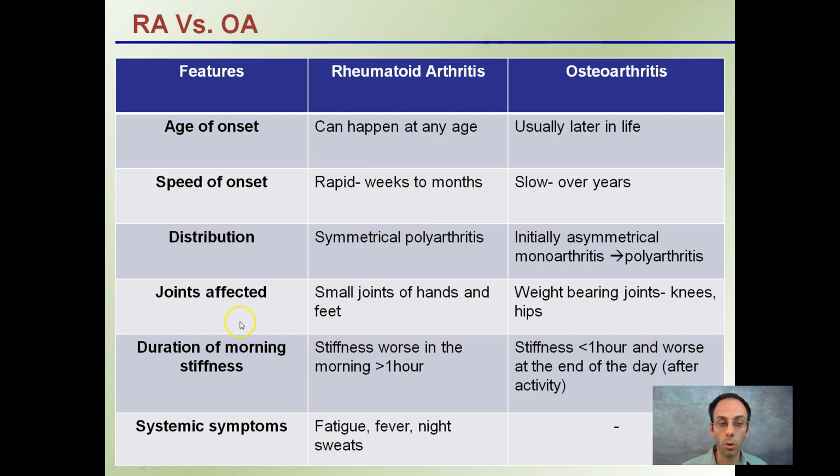Distribution, joints affected, duration, and kind of your symptoms. Osteoarthritis, because it's not an autoimmune disease, because the immune system's not involved, there's really no systemic symptoms involved. However, rheumatoid arthritis may come about with fatigue, fever, and night sweats. So just being able to compare the two, while they both fall under the classification of arthritis, you can see there's some clear and distinct differences between these two. And these are just the two chronic ones I chose to compare for the purpose of this video lecture.